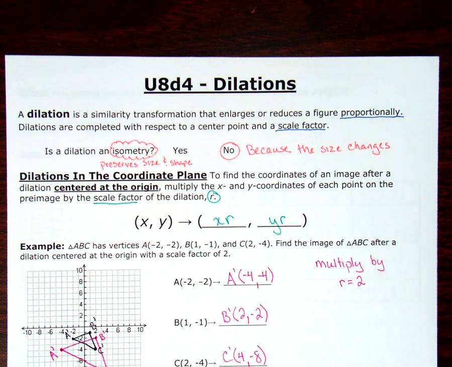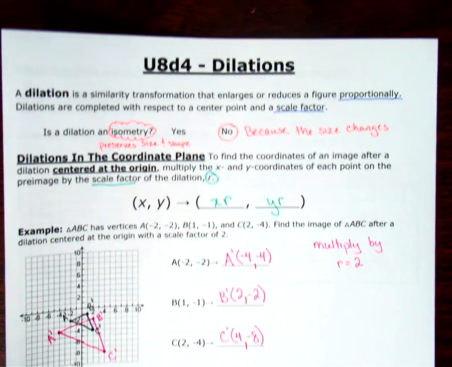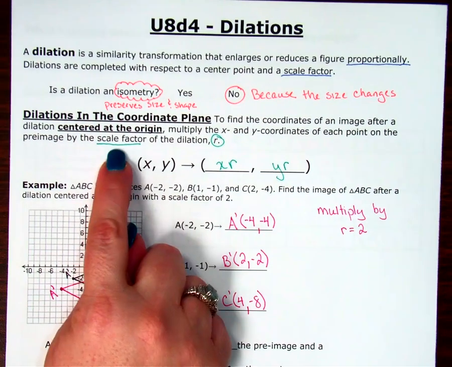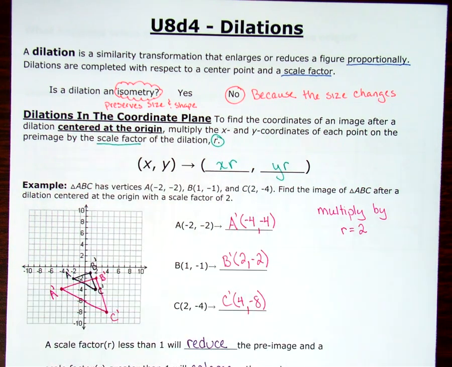Hi, welcome back. So we are still working on dilations. Day 4 of Unit 8, we talked about that they are not isometries. They do not preserve the size. When we're having a scale factor and we are dilating about the origin, all we have to do is multiply our x and y values by that scale factor, and that will find us our new images.